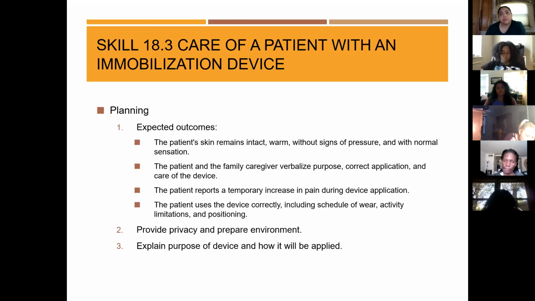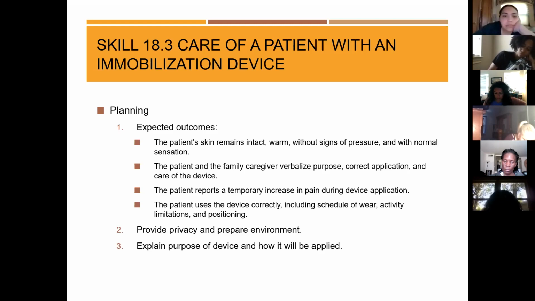Okay, we want to make sure that our patients can understand and apply whichever splint or brace that they have, and they know how to take care of it. Right? Make sure your patient knows that when we're putting the device on, it might hurt a little more than it normally does, right? Because we're manipulating and trying to make sure that we're putting the device on properly. So it could hurt. There may be a temporary increase in pain during the application of the device.